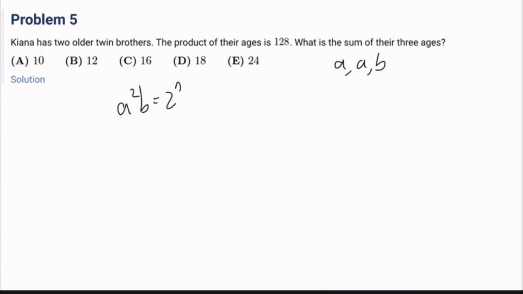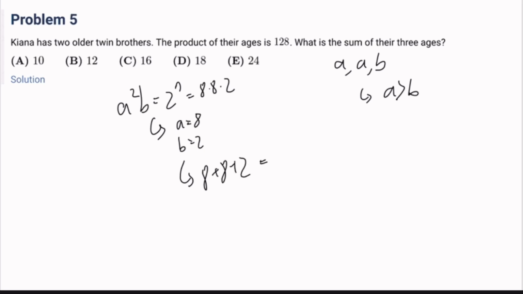And this is the product of their ages, and we want the sum of their 3 ages, right? And so here, since the brothers are older, this means that A is greater than B. And so the only thing that is okay for this is when A equals 8 and B equals 2, because this is 8 times 8 times 2. The sum would be 8 plus 8 plus 2, which is equal to 18. So this is the answer. It's D.